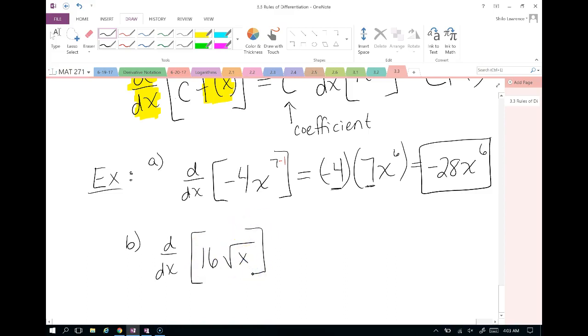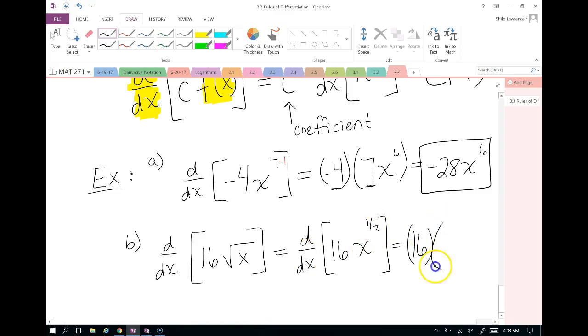The derivative for 16 times the square root of x. We're going to want to rewrite it because we need to see square root of x as x to a power. So this is the same as 16x to the 1/2. Now the 16 is just a coefficient, so we just transfer it over to our answer, and we only need to apply our derivative rules to the x to the 1/2.